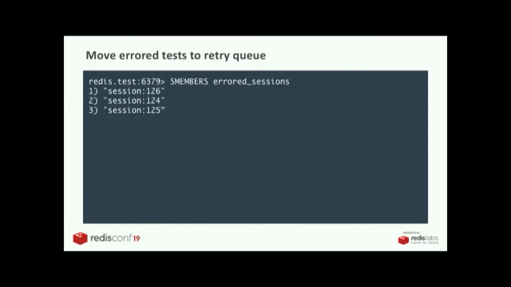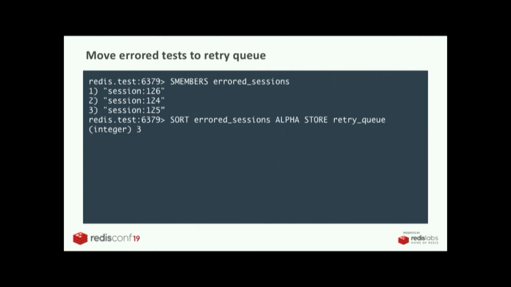So the next thing is I want to retry error tests, or at least a certain category of tests that have errors that didn't start or that failed for a certain reason that I know I want to retry. So I get my error tests, and I can sort my error sessions, in this case alphabetically, and then store them in the retry queue.